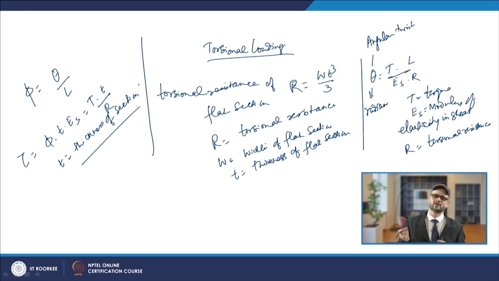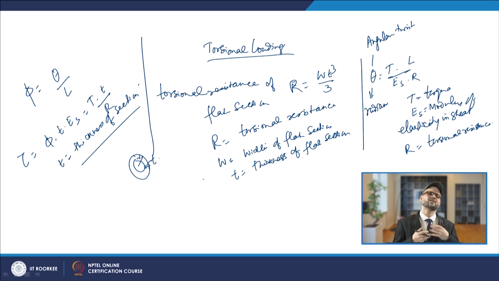If you have popular sections, like closed tubular sections, for a circular form it becomes 2 pi r cube multiplied by T. So, if this is the r and this is T, in that case it becomes 2 pi r cube T. Accordingly you can compute these values of the torsional resistance R.